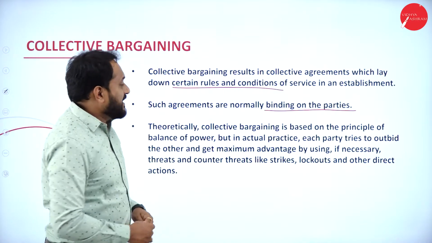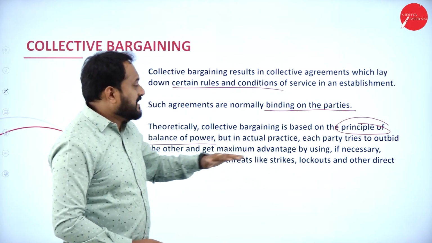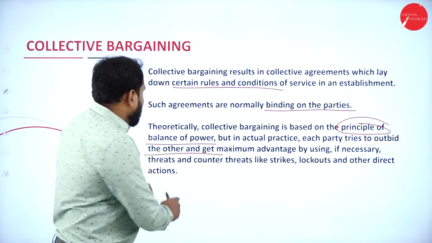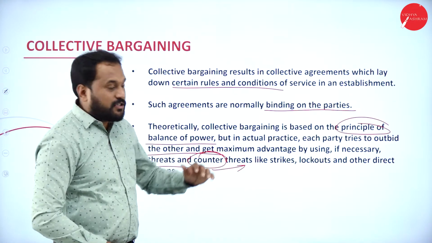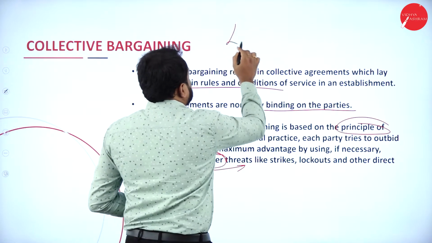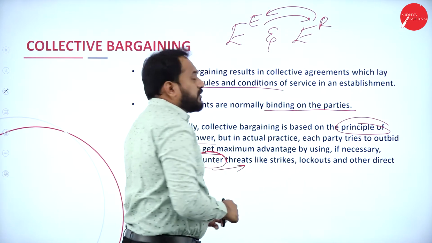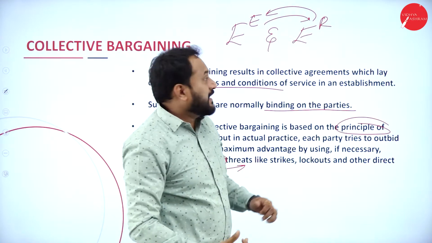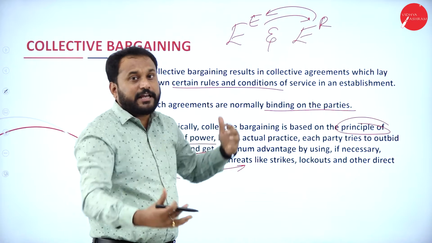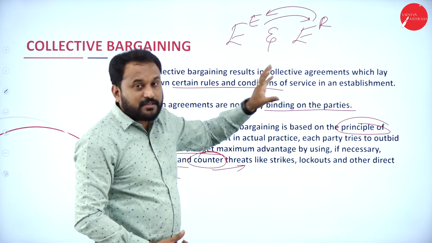Now, theoretically, collective bargaining is based on the principle of balance of power, but in actual practice, each party tries to outbid the other and get maximum advantage by using, if necessary, threats and counter threats like strikes, lockouts, and other direct actions. Now here, please understand, employee and employer, both ways, they are supposed to have a very good relationship and they will form a collective bargaining, saying that if the employees do more work, the employer will give more salary. One more is that the employer needs to satisfy their needs, only then will they work more efficiently. That is also collective bargaining.